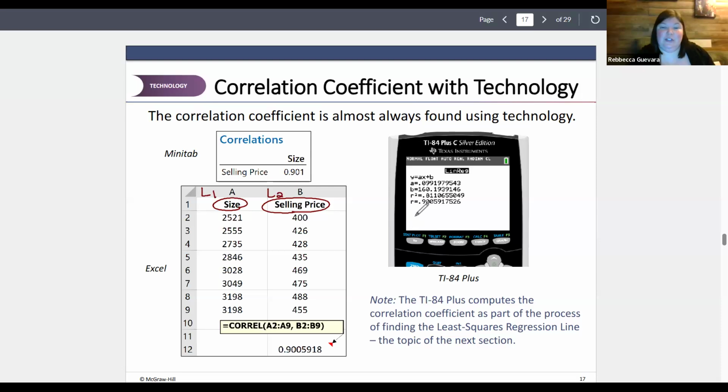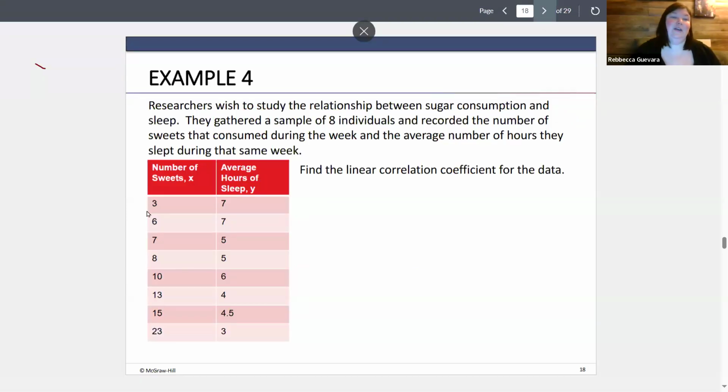And what you're going to do is push stat and move down to calculate. This is actually number 4 in calculate. I'm going to show you this because there are actually 2 linear regressions in there, and only one of them will give you your R. So with this data, which we have already entered, we're going to find that linear correlation coefficient.